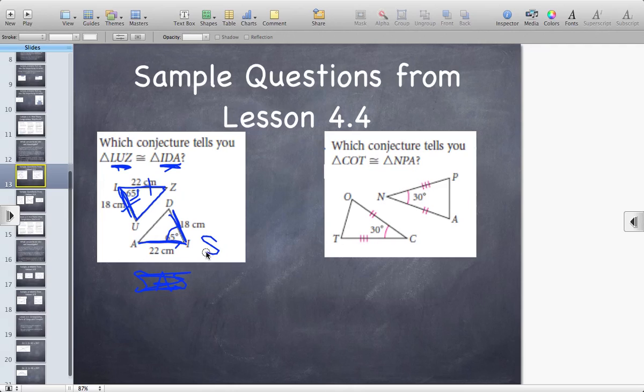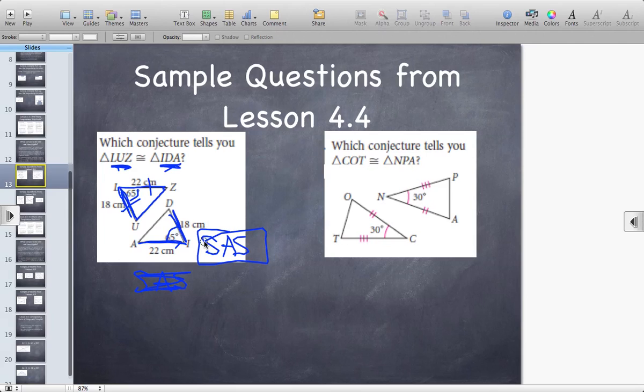Let me write that up here so you can prove it. When it asks you which conjecture tells you that one triangle is congruent to another triangle, you just need to put the abbreviation. So side, angle, side is just fine in that case.